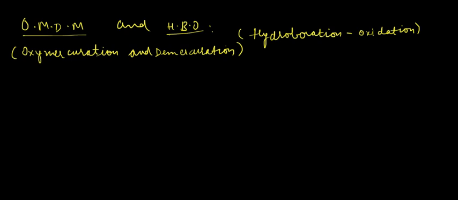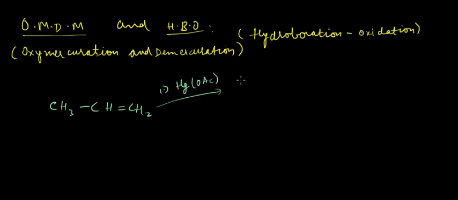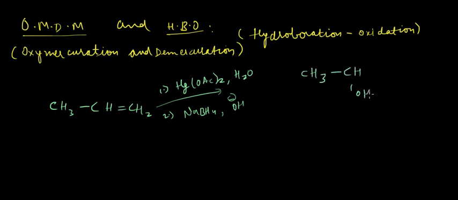Okay, so let's take an example. We have something like this. First we are reacting it with OMDM reagents, which are nothing but Hg(OAc)2 with water, and in the second step we react with NaBH4 in basic medium. So this is the OMDM reagents, and we'll get something like this as our major product with the oxymercuration.